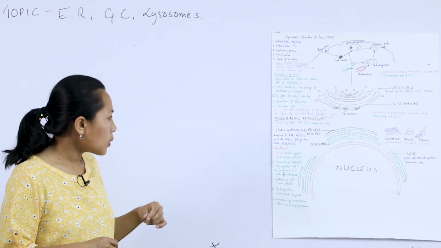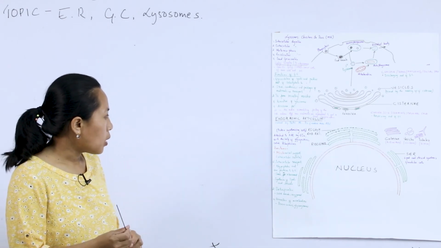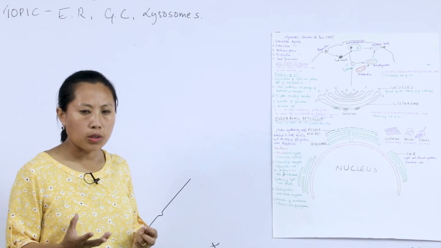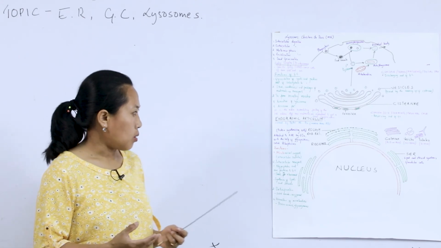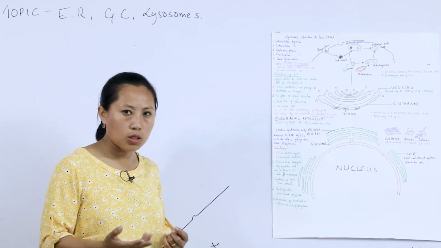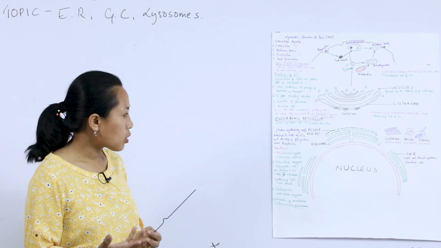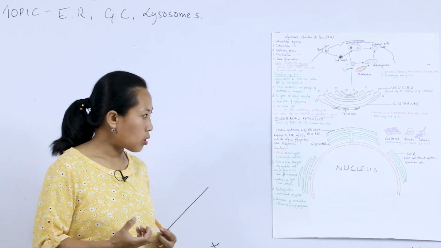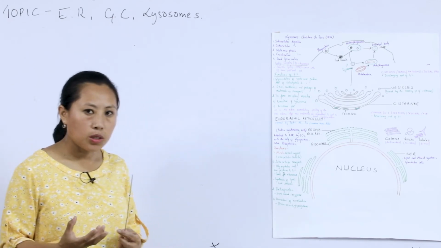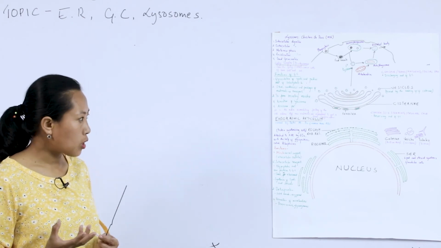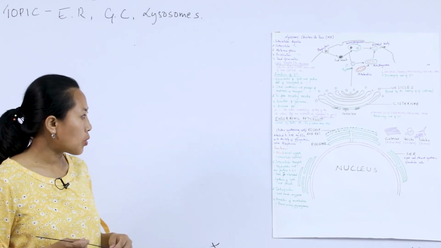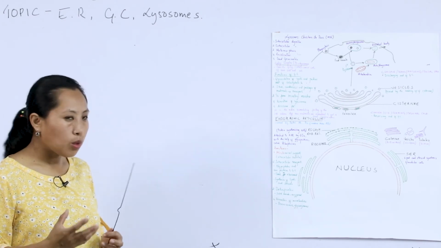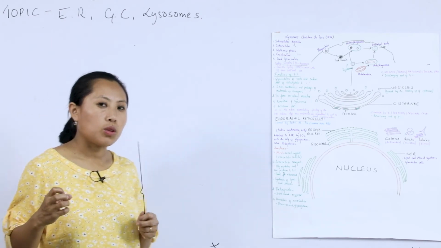And this endoplasmic reticulum and Golgi complex exist in three morphological forms, in both cases: cisternae, vesicles, and tubules. Cisternae are flattened sac-like structures, vesicles are oval or spherical, and tubules are tube-like structures, and they exist both in endoplasmic reticulum and in Golgi complex.